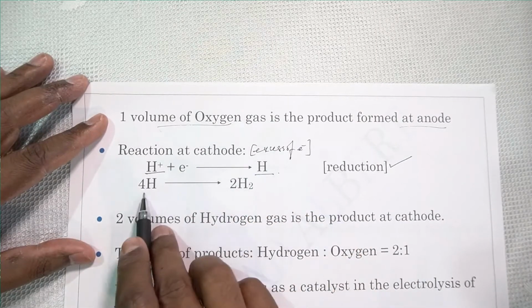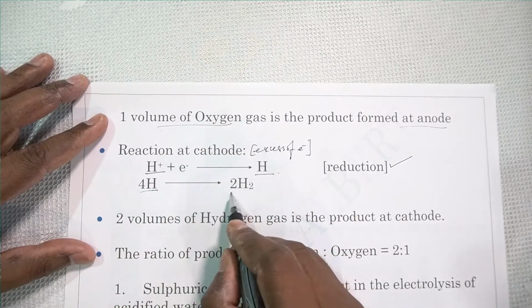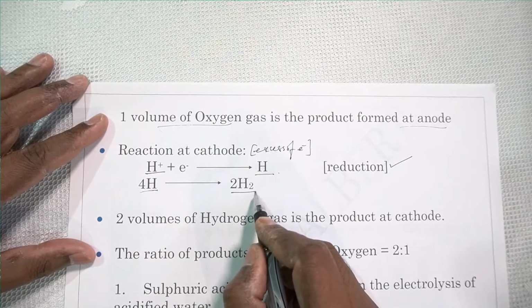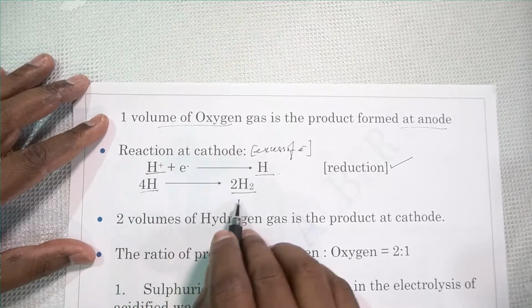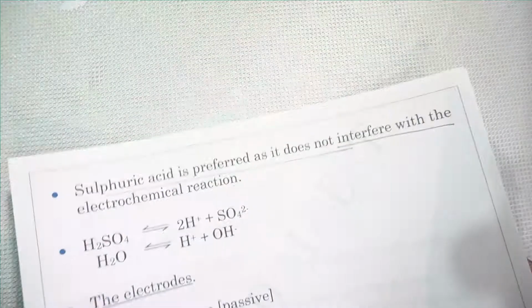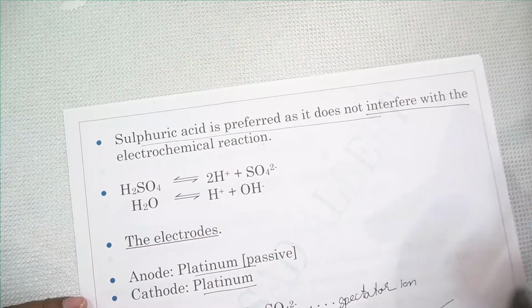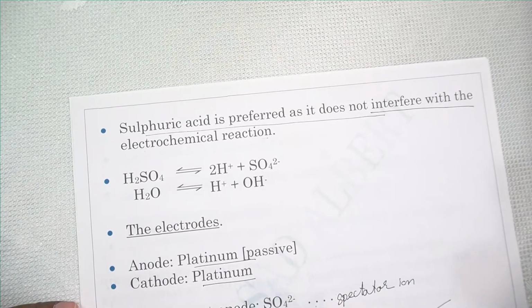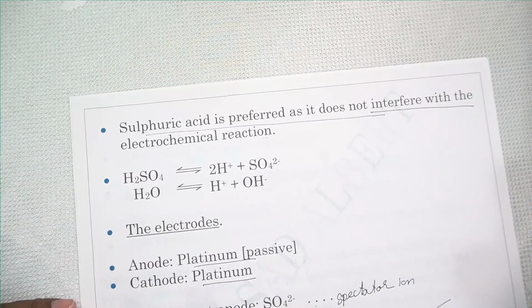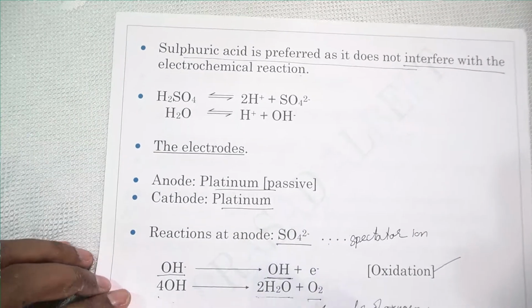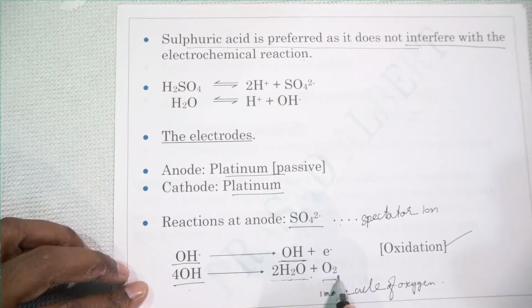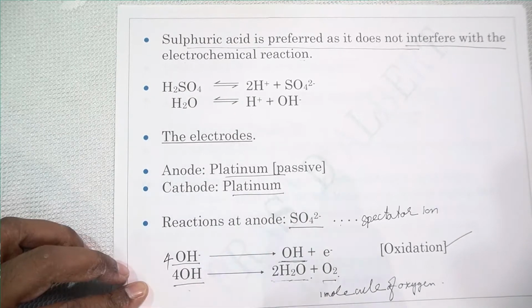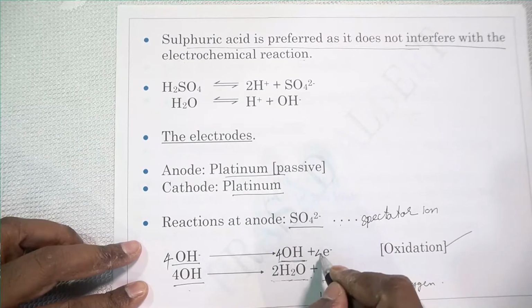It is unstable, so 4 of the hydrogen atoms combine to give 2 H2. Now why we take 4 of this hydrogen instead of taking 2, we will understand if you just go back to the principle of electrolysis. The number of electrons lost by anode is equal to the number of electrons gained by cathode. We see here the 4 OH is required to form 1 molecule of oxygen. So this has to be 4 OH minus and 4 electrons.